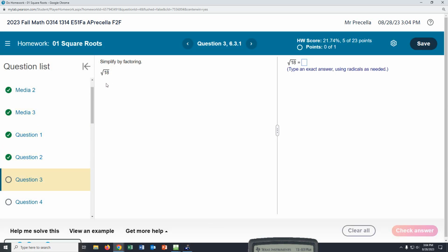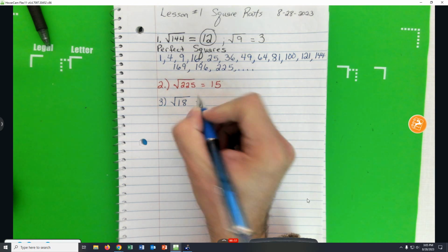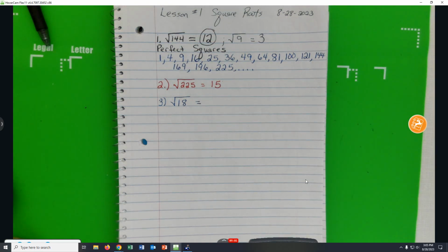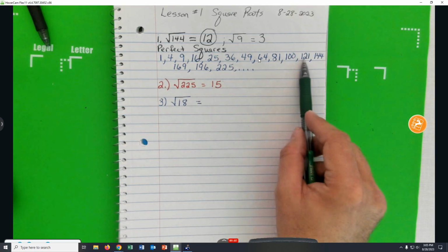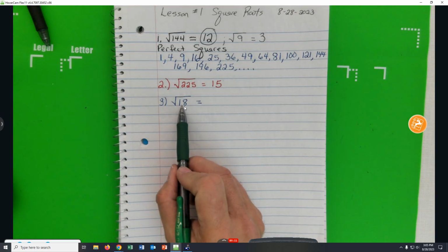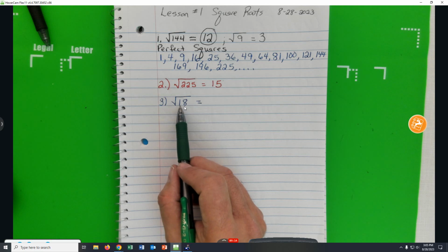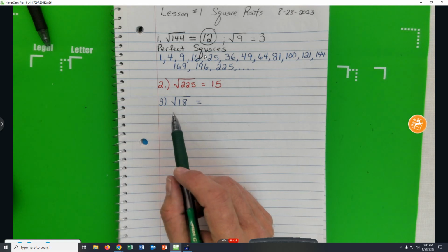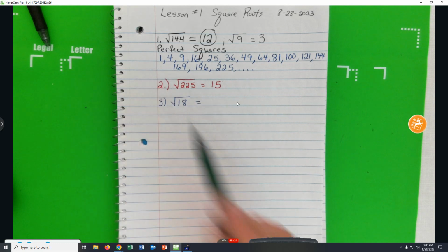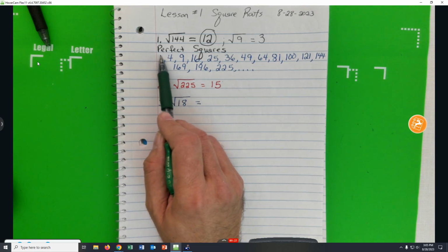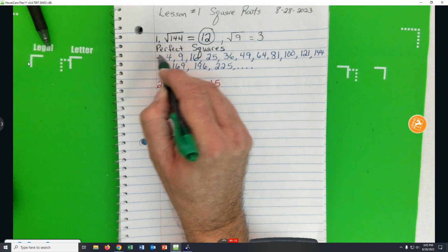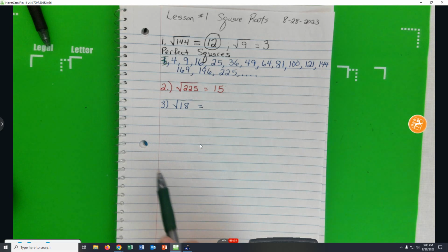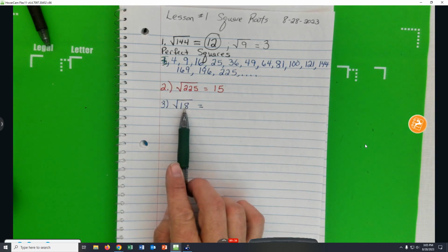Look at number 3. The square root of 18. Is 18 a perfect square? No. What you have to ask yourself is, what's the biggest perfect square up here that divides evenly into 18? Dividing evenly means there's a remainder of what? Does 16 divide evenly into 18? No. It's got to have a remainder of 0. Look, 4, 9, 16, 25. Which number here divides evenly into 18?